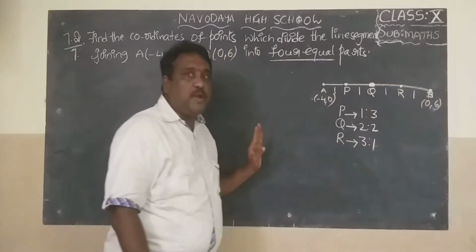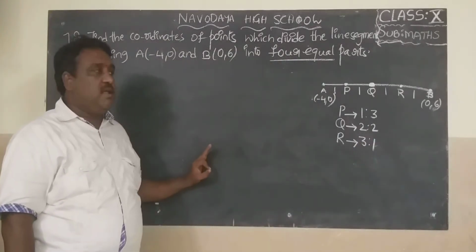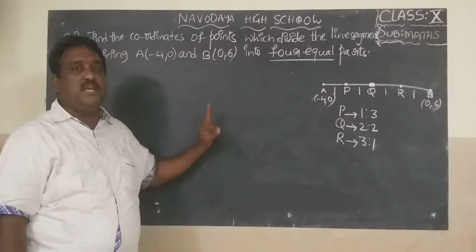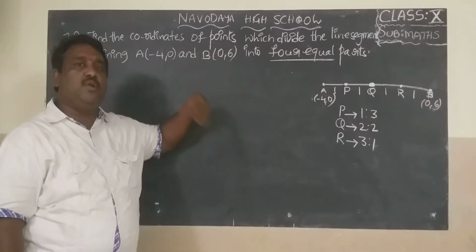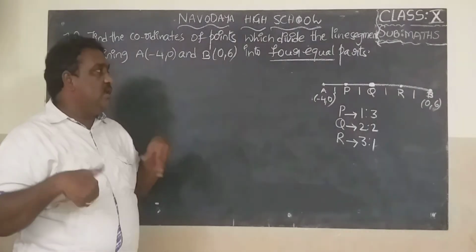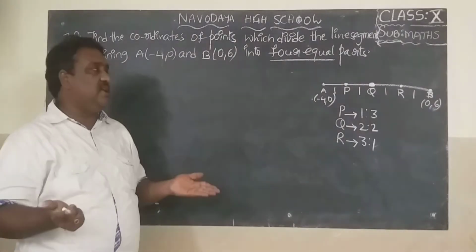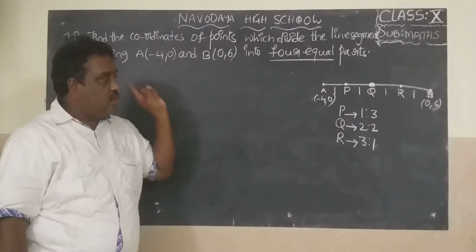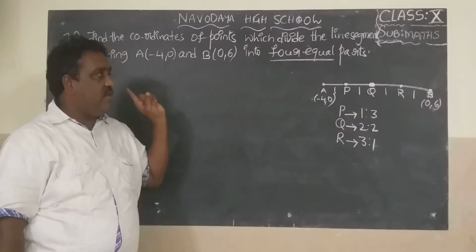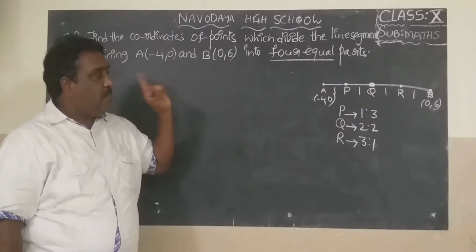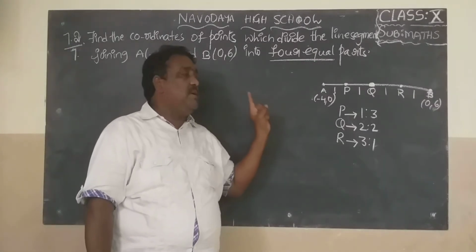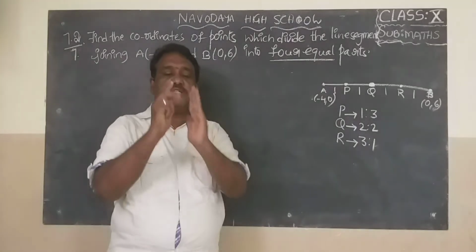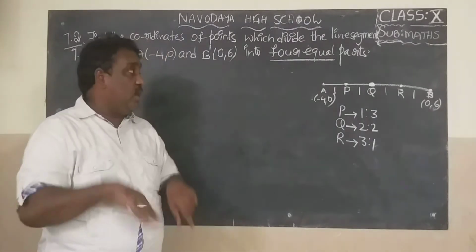So for this problem, 2 models are there. First one by using midpoint, second one by using ratio. You can do any one. Which model you feel easy, you can follow that model. Q is the midpoint of AB, P is the midpoint of AQ, R is the midpoint of QB. That is the first one.